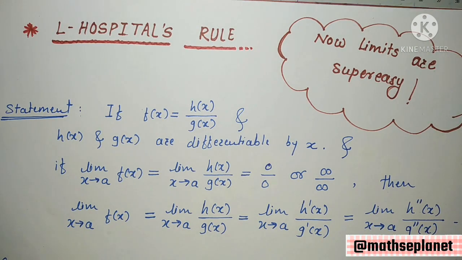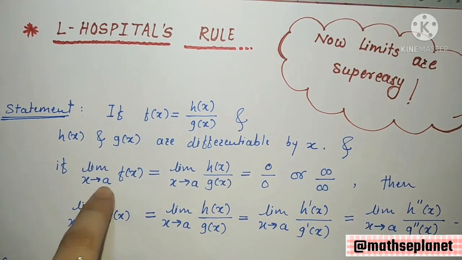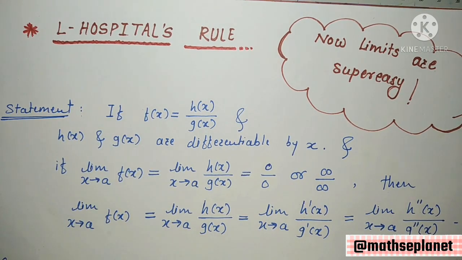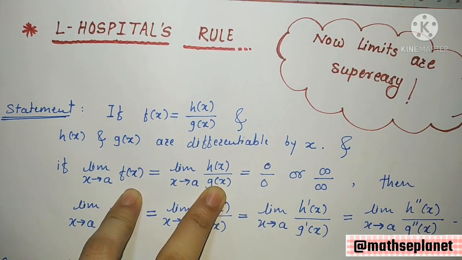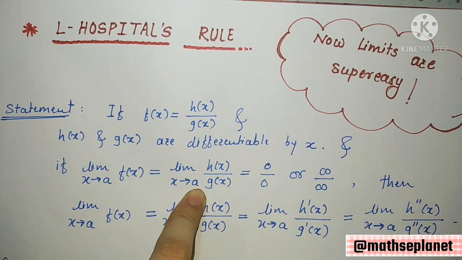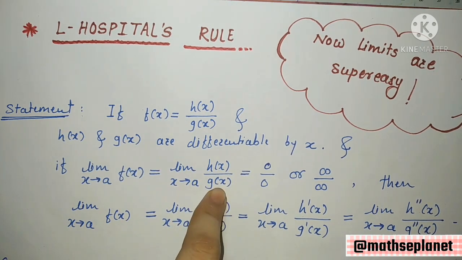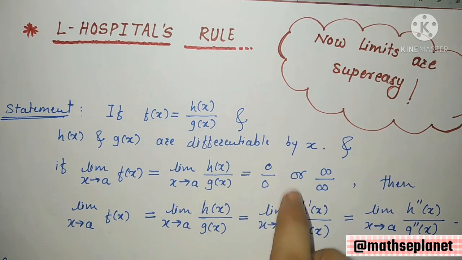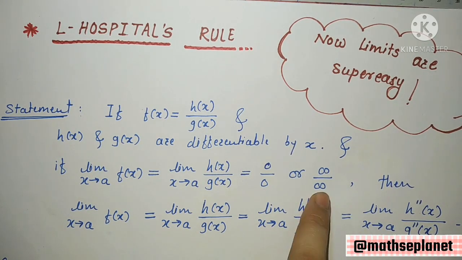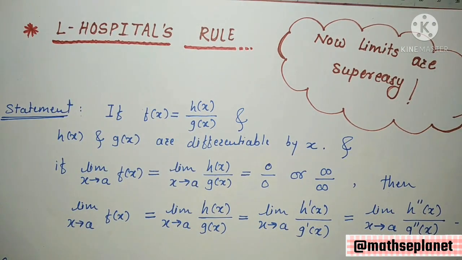If we want to find the limit of function f of x as x tends to a, then we have to find the limit of this. If after substituting the value of the limit in this function we get indeterminate forms like 0 by 0 or infinity by infinity, then we can use L'Hopital's rule.